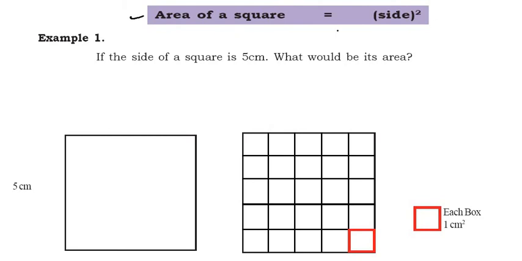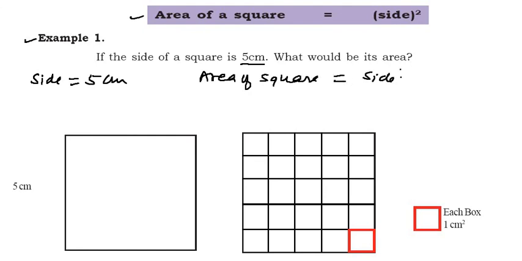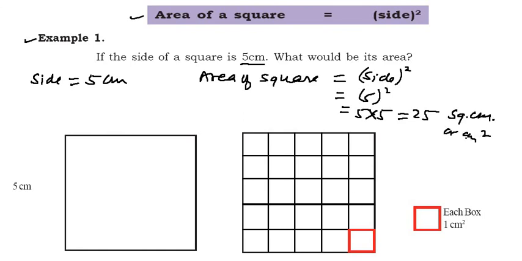The area of a square is equal to side square. First example: if the side of a square is 5 centimeters, you write side is equal to 5 centimeter. So the area of the square is equal to side square. The side is given as 5, so 5 square, that means 5 into 5. It becomes 25 centimeter square, or you can say square centimeter, both are the same.